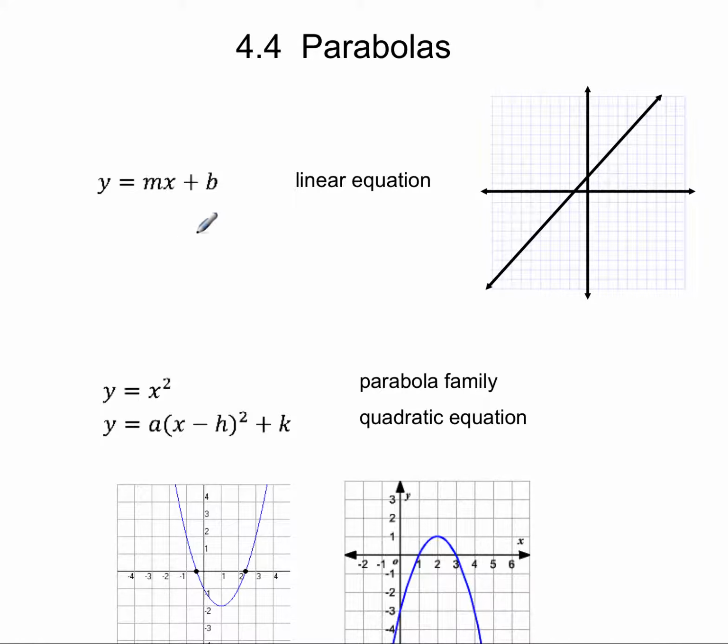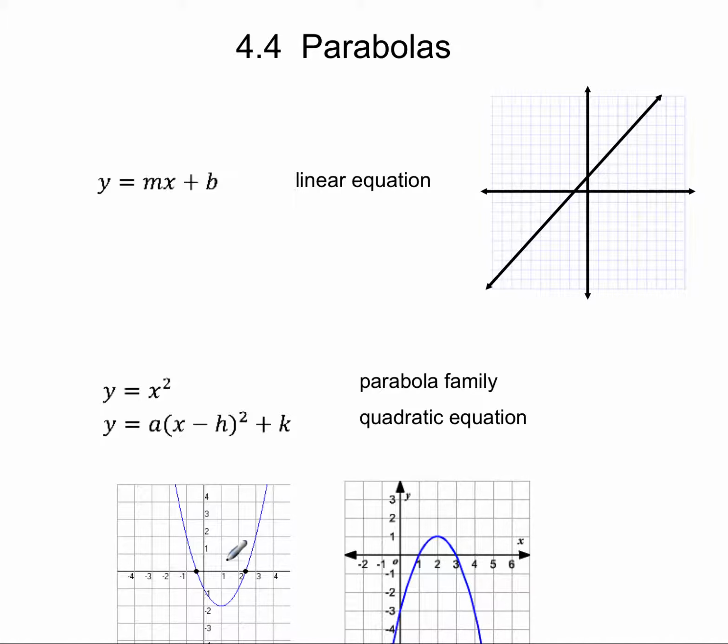So y equals mx plus b, that was basically the whole goal of chapter 2, was learning y equals mx plus b. That's a linear equation. I know it's linear because the variable x, the exponent is invisible here, but the exponent is a 1, and so that's what makes this a linear equation. And a linear equation, I know, will look like this on the graph, a straight line.